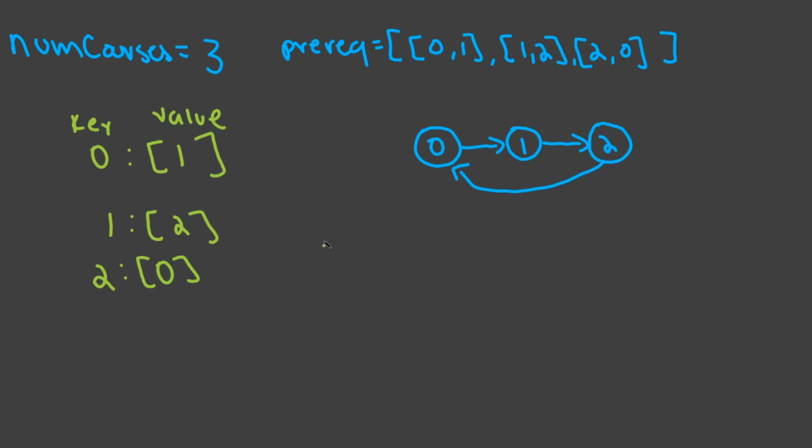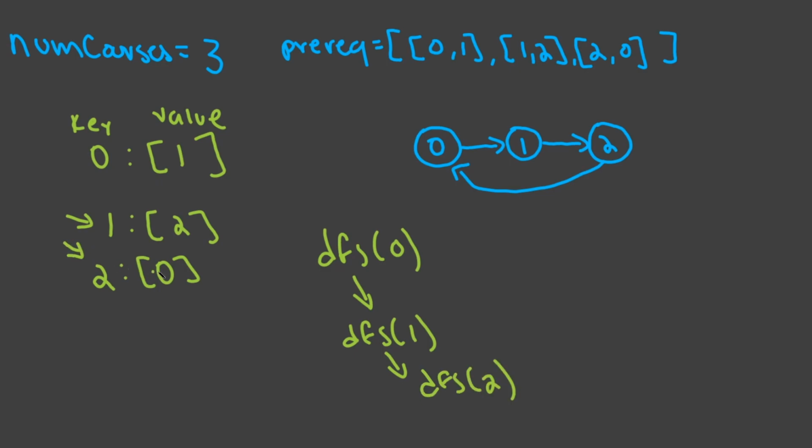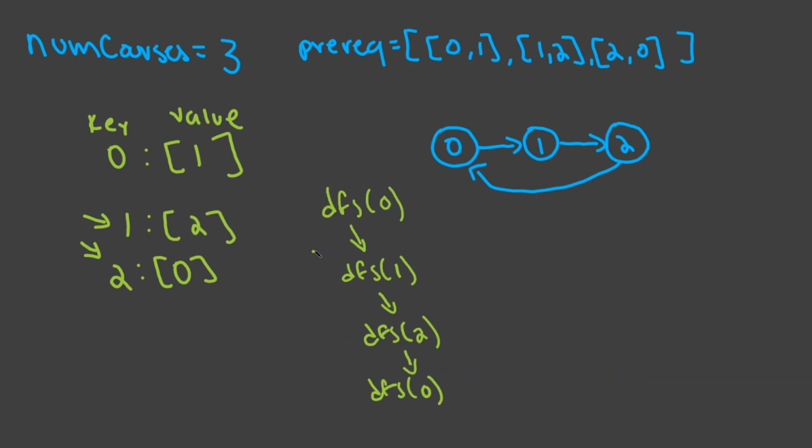For example, if we do DFS of 0, then we're going to visit all the neighbors in the value array, and we're going to have DFS of 1. So now for DFS of 1, we look at our key for 1 and see that the neighbor is 2. So we're going to make another call for DFS 2. And then we do the same thing. We look at 2, and then we make the DFS call for all the neighbors. So we're going to make another call for DFS of 0. And then at this point, we would just continue in an infinite loop, because now we're going to have to call DFS for 0 and start it all over again. And there's no exiting.